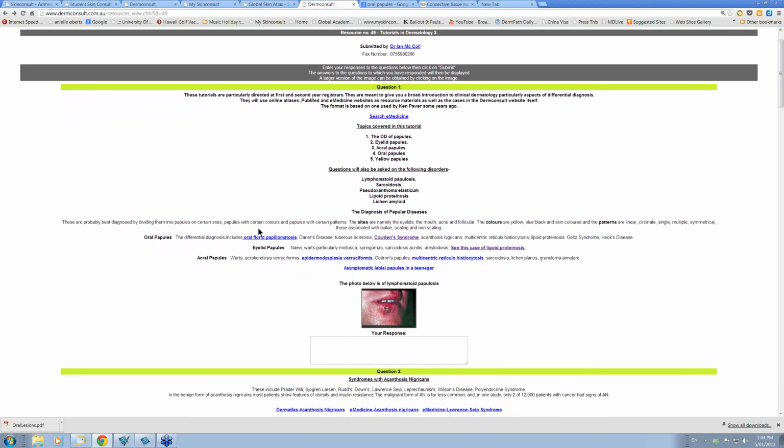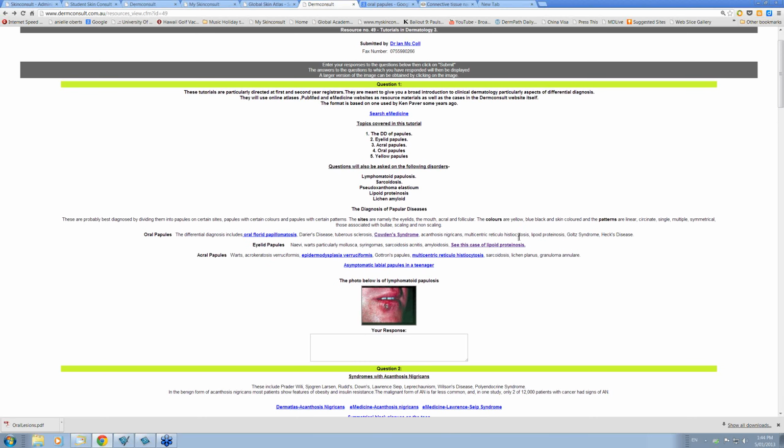We've said put them in certain sites, think about papules with certain colors, and also papules with a certain pattern of distribution. So the main sites where you need to know some differentials for papules would be papules in the eyelids, papules in the mouth or on the lips, acral papules, hands and feet, and follicular papules. What about colors? Certainly yellow papules.